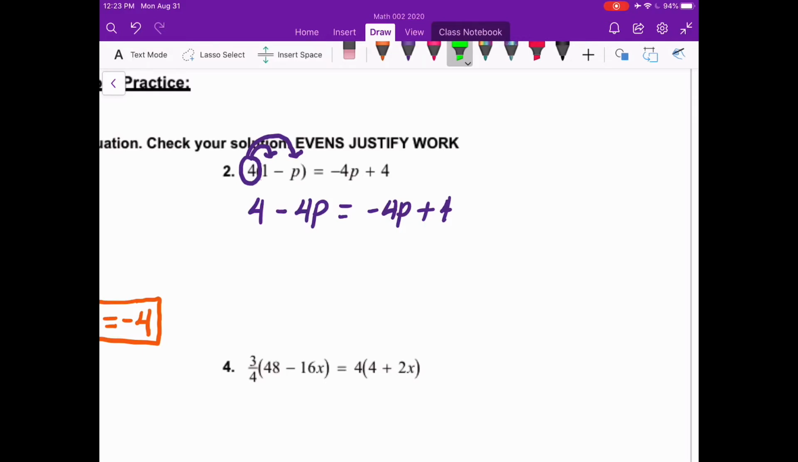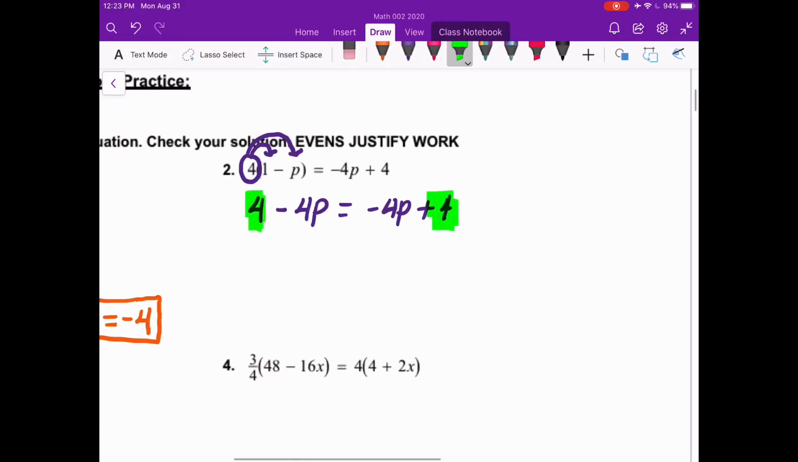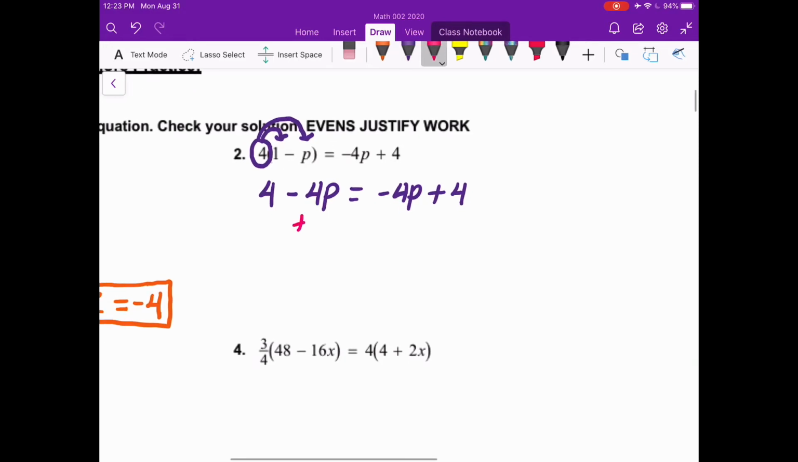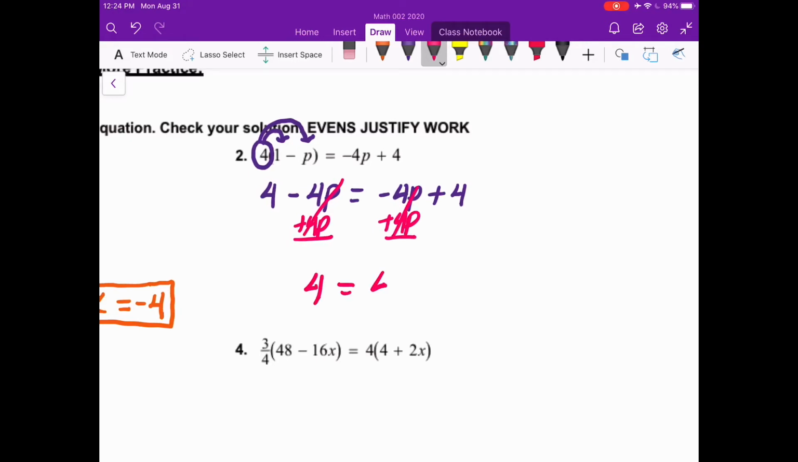Now, notice these two sides are the same, positive 4, positive 4. Negative 4p, negative 4p. They're just flipped, but they're the same exact terms on both sides. Now, you don't have to continue this problem, but I'm going to show you what would happen if you did. So if I added 4p to both sides, both of those would cancel, and I'm left with 4 equals 4. You can continue that and end up with 0 equals 0. The reason I'm going to stop here is because the variable has disappeared, and that will always happen if they're the same exact terms on both sides.